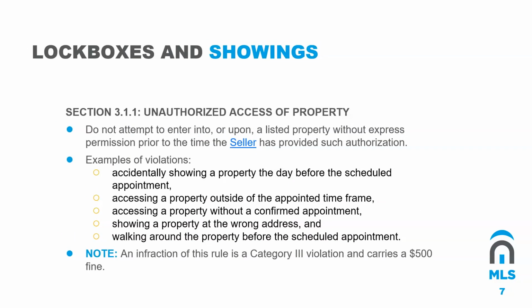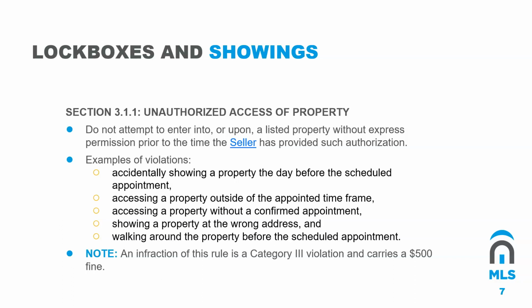Section 3.1.1, Unauthorized Access of Property, is a new rule based on MLS Violation Hearing Panel decisions rooted in the previous Section 3.1 and provides examples of violations. Do not attempt to enter into or upon a listed property without express permission prior to the time the seller has provided such authorization.